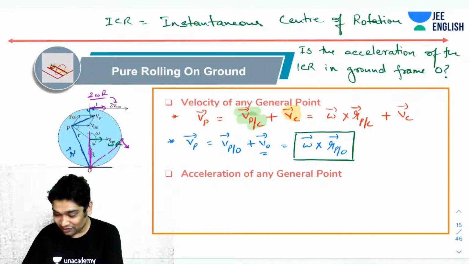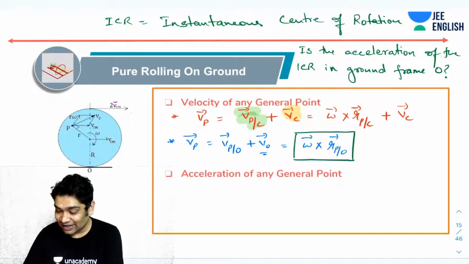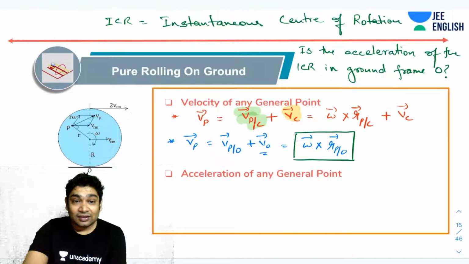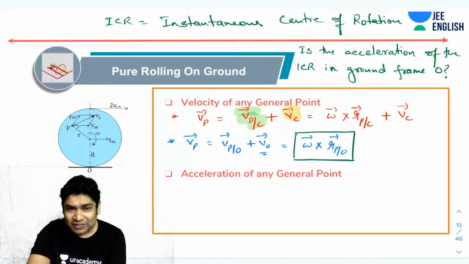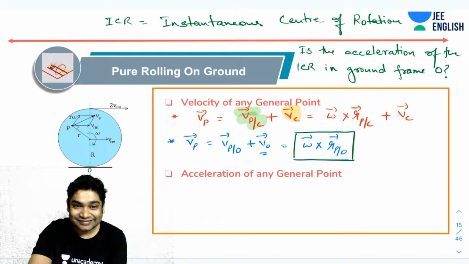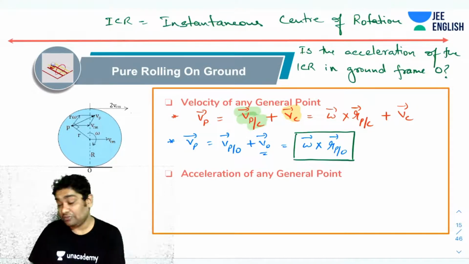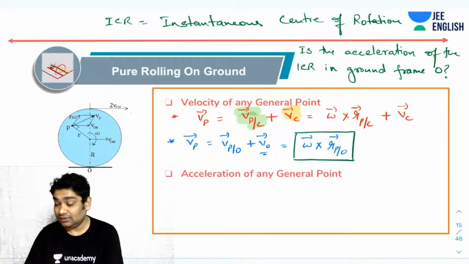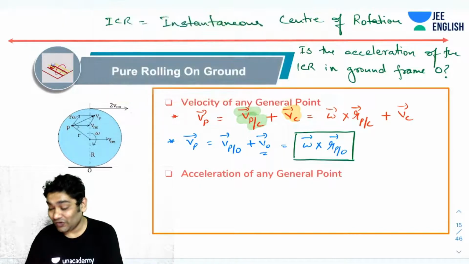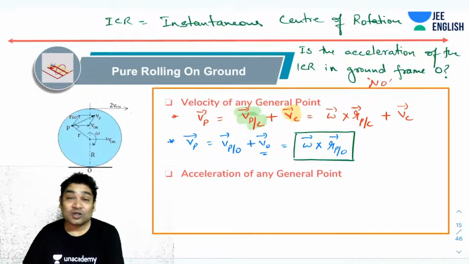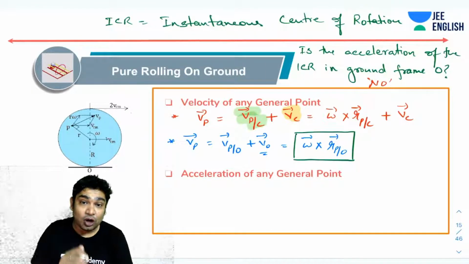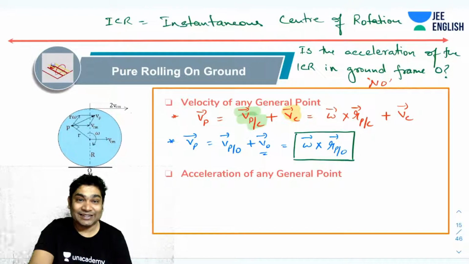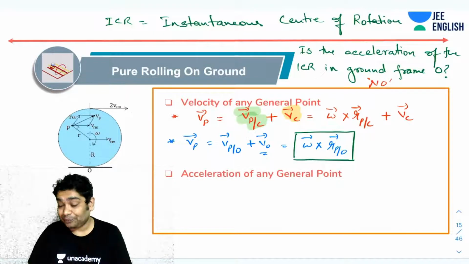So let's get rid of all the notations that we had so far, and let's see. Right. So the answer here, of course, is no. The velocity of the ICR is definitely zero with respect to the ground. However, the acceleration of the ICR is not zero. Okay, so S Pandey says yes. No, no, no, that is not the correct answer. The correct answer is no. Why? Think about it.